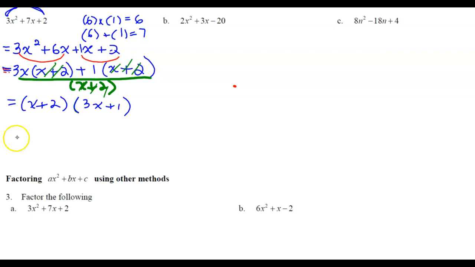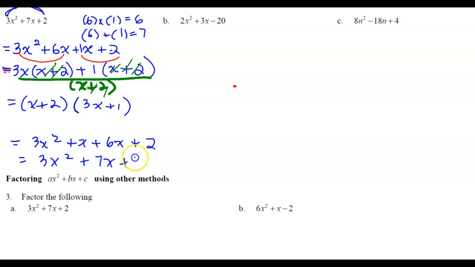Multiply it out. So first terms together is 3x squared. Outside is x. Inside is 6x. Last is 2, which is 3x squared plus 7x plus 2. So you know you got it right. Okay, that's how you can always check.